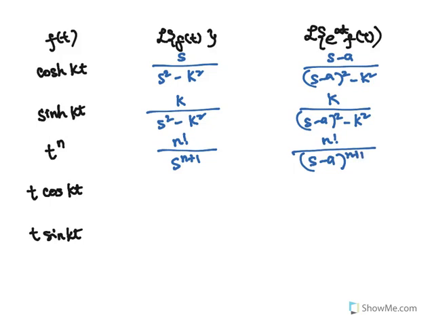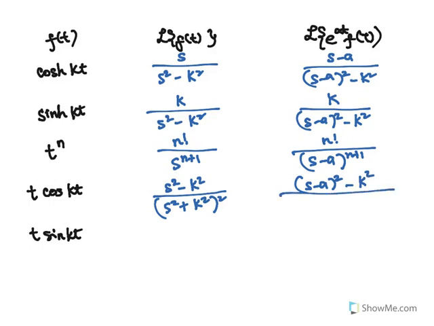Laplace transform of t cosine kt, we know that that one is equivalent to s squared minus k squared all over s squared plus k squared quantity squared. So if it's multiplied by e to the at, then the Laplace transform of e to the at times t cosine kt is s minus a squared minus k squared all over s minus a squared plus k squared all raised to the second power.